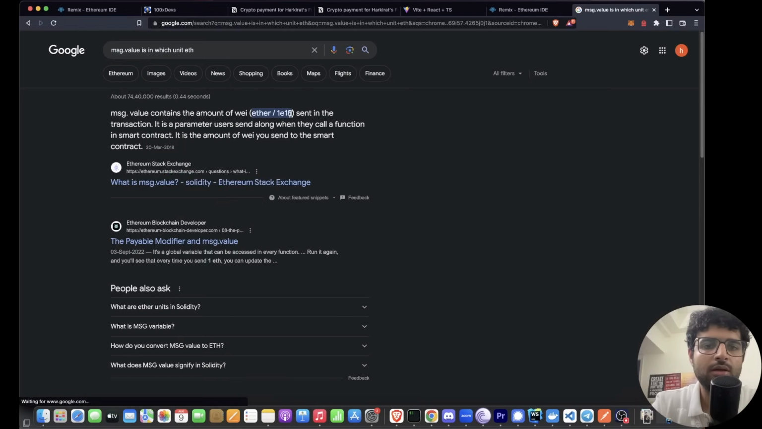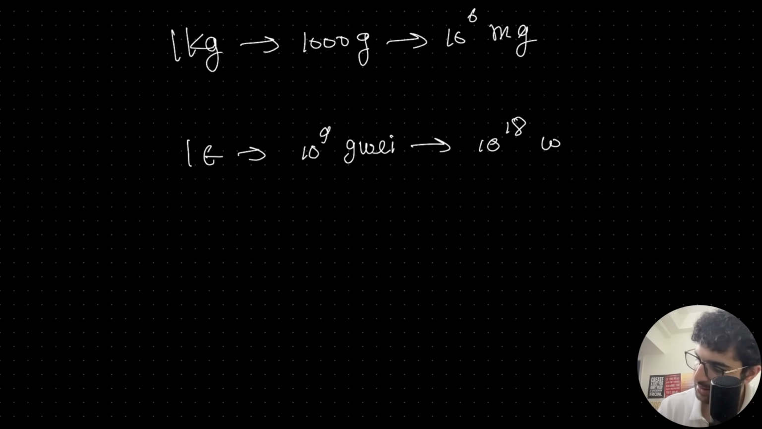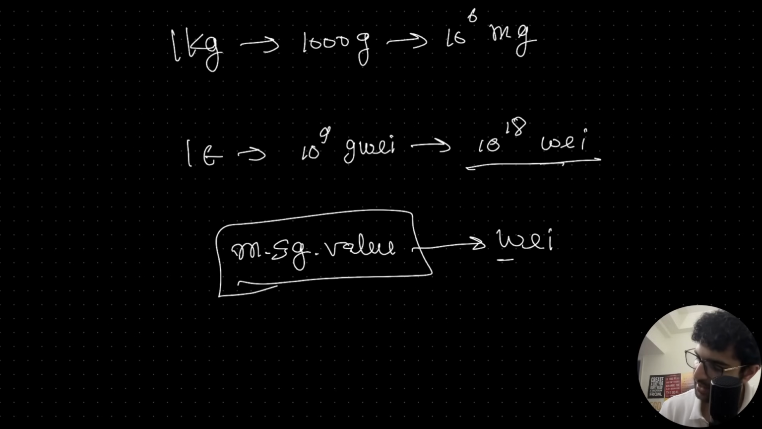Although I'm pretty sure message.value is in wei, correct. Wei is an even smaller unit. So just like 1 kg is 1000 grams, which is 10 to the 6 milligrams, similarly, 1 ETH is 10 to the 9 gwei, which is 10 to the 18 wei. And whenever you get this message.value, you get it in wei. So the course fee variable needs to be set in wei as well.